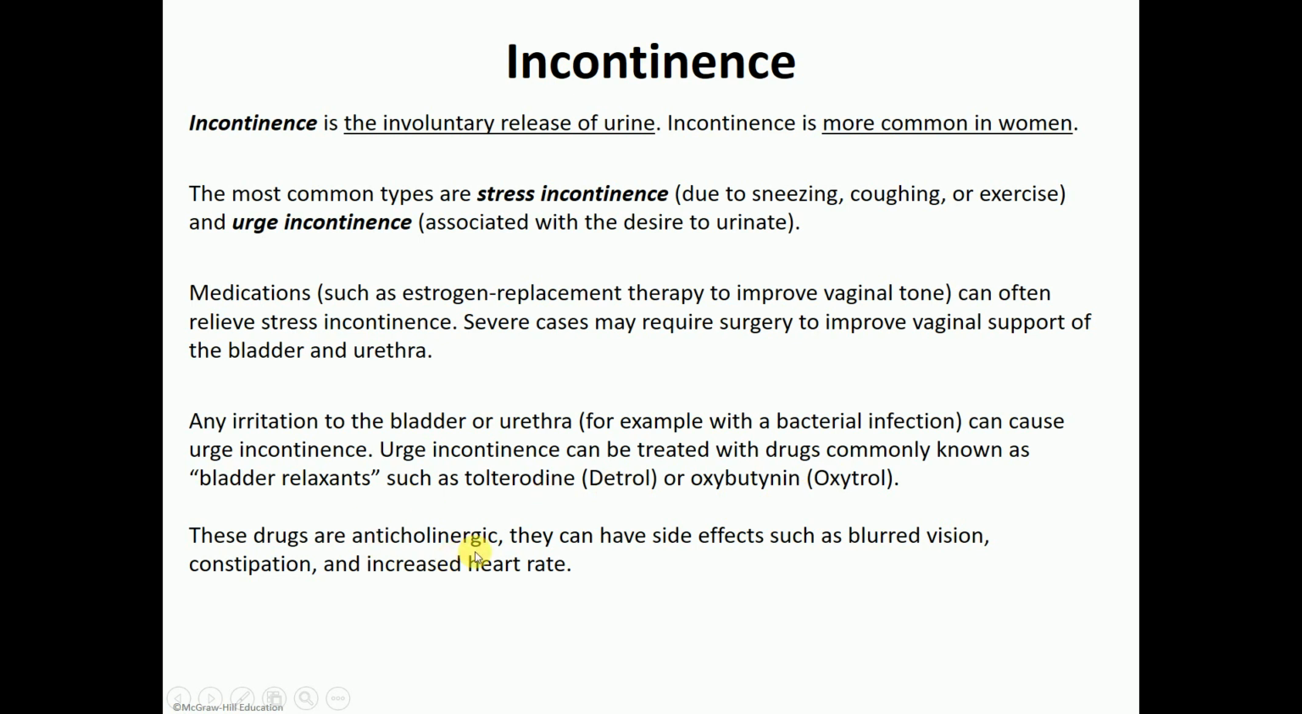Remember, acetylcholine is related to parasympathetic. So anticholinergic medication would inhibit the parasympathetic, or would block the cholinergic receptors, blocking the effect of the parasympathetic on the detrusor muscle, and that relaxes the detrusor muscle. The only thing, though, is that it has a couple of side effects like blurred vision, can lead to constipation, and can lead to tachycardia.